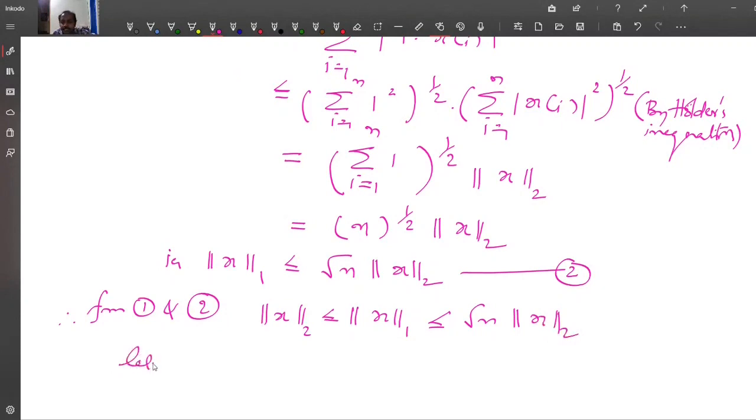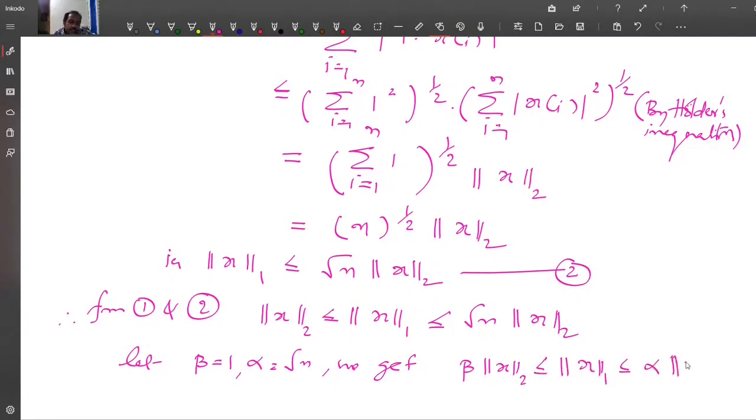So let beta be 1, alpha be root n, we get beta times 2 norm of x is less than or equal to 1 norm of x less than or equal to alpha times 2 norm of x. Therefore 1 norm and 2 norm are equivalent in Kn.